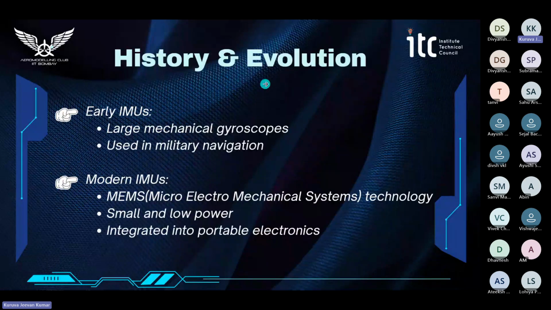Let's go to the history. Earlier IMUs were large mechanical gyroscopes, which were primarily used in military navigation. They were bulky, expensive, and high power consuming. But modern IMUs use MEMS technology. They are small and consume low power. They are cheap also. So why are we using an IMU?